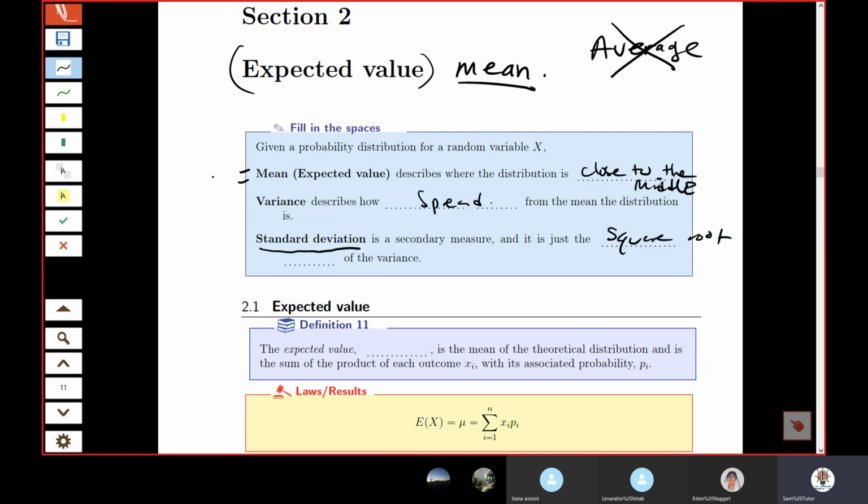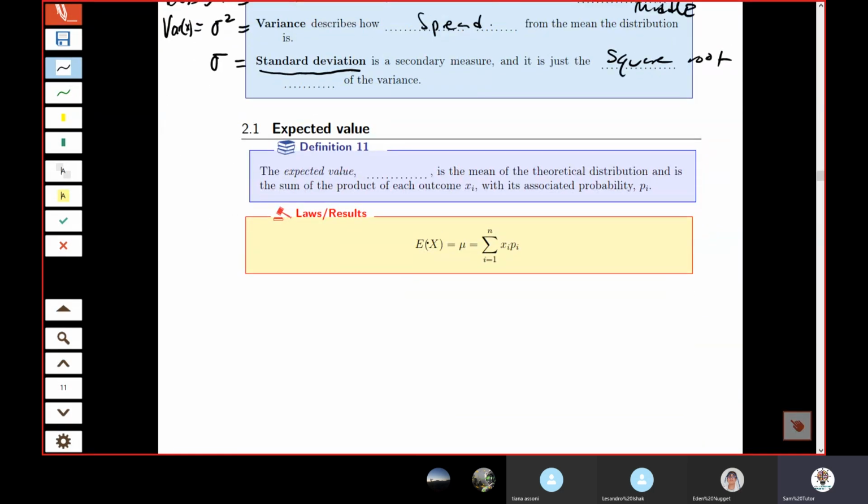Mean is represented by the letter mu, or by E of x, expected value of x. Variance is usually represented by sigma squared, or sometimes you might write var x. Standard deviation, because it's the square root of variance, is usually just represented by sigma. All right, again, terminology, great.